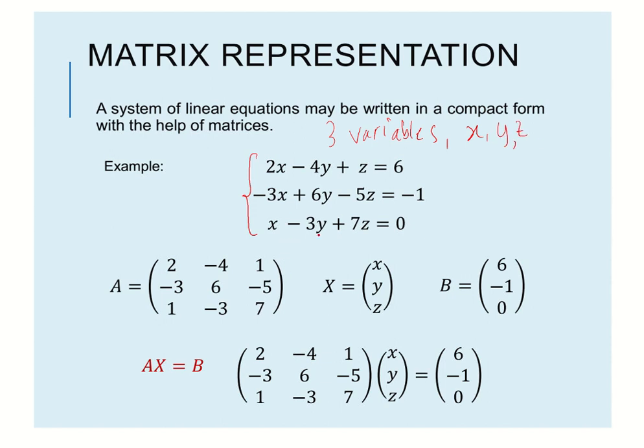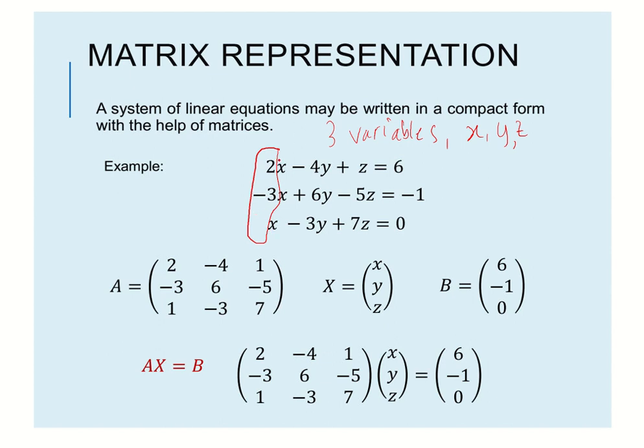So first, we can actually change this system of linear equations to a matrix equation. So this is how we change the equation to the matrix form. All right, so first we are going to take the coefficient of each variable. Now, what is the coefficient? The coefficient is the value in front of the variable.